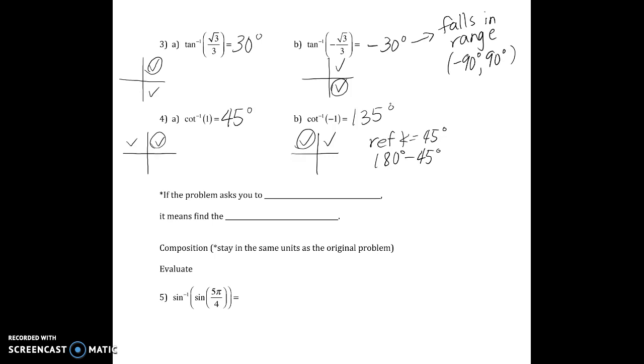Now you will probably have to complete these with different values, and your A and B won't both be there. You might just have this or just have this, but I just wanted to do the first set as a comparison. So again, if the problem asks you to find the inverse, it means to find the principal value.